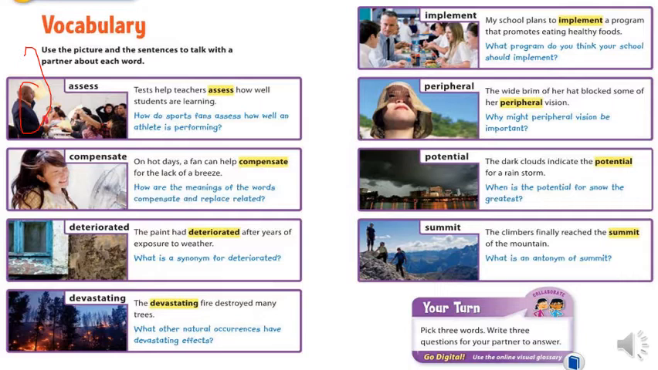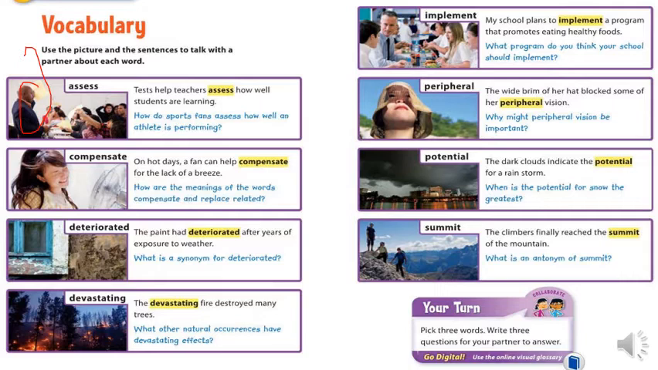How do sports fans assess how well an athlete is performing? So, also from the question, we can tell that sports fans can assess, or examine, or determine how well this athlete is performing.